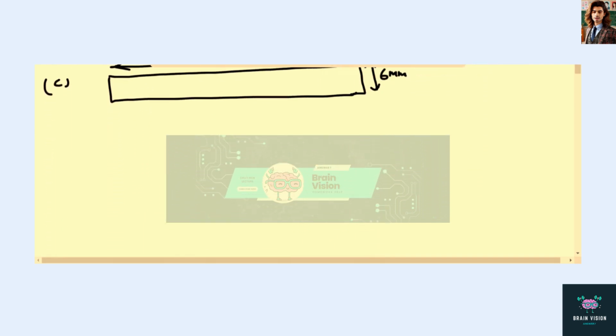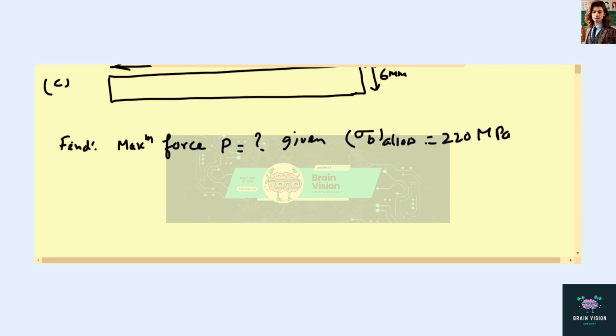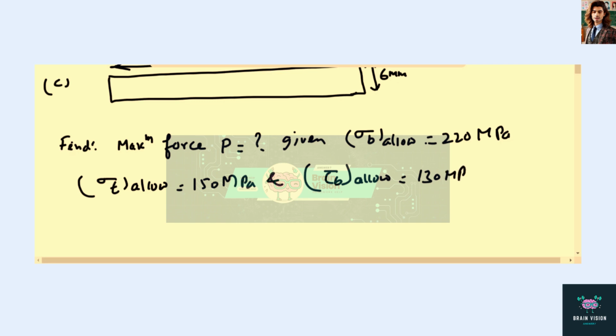Hi friends, in the given figure, we have to find the maximum force P. Given: normal stress (pressure) 220 megapascal, permissible stress 150 megapascal, and permissible shear stress 130 megapascal.